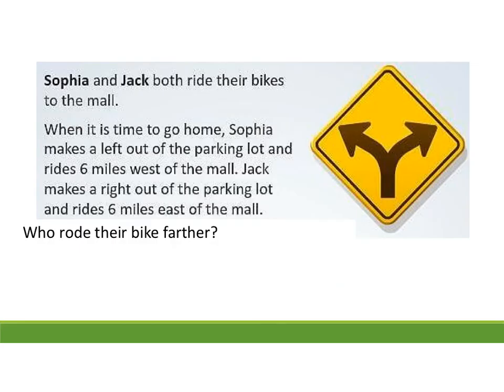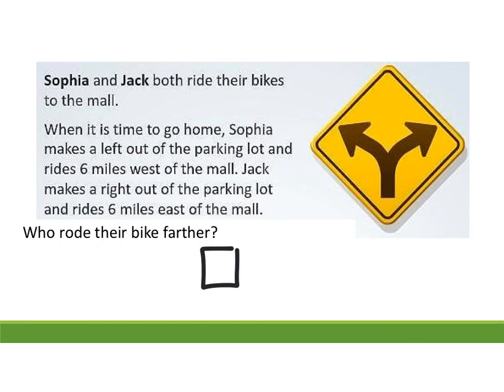Real quick. Sophia and Jack both ride their bikes to the mall. When it's time to go home, Sophia makes a left out of the parking lot and rides 6 miles west of the mall. Jack makes a right out of the parking lot and rides 6 miles east of the mall. So in cases like this, especially a word problem, it may be nice to show a diagram. And that's the mall, by the way.